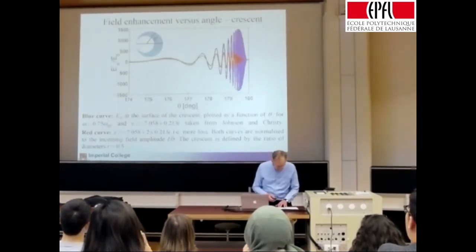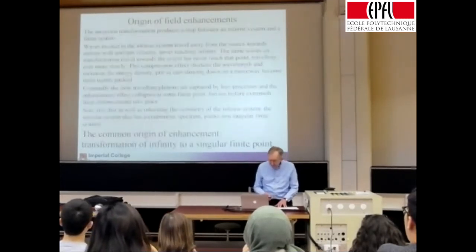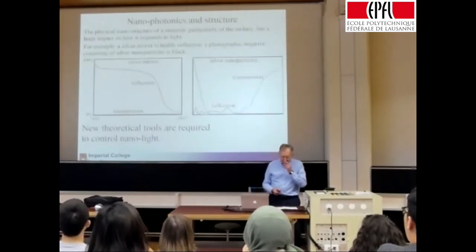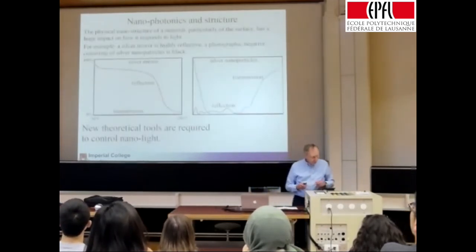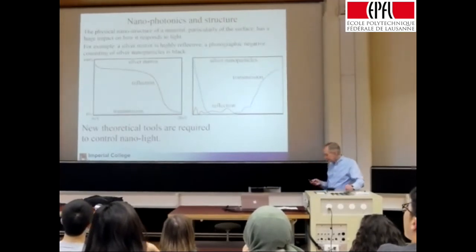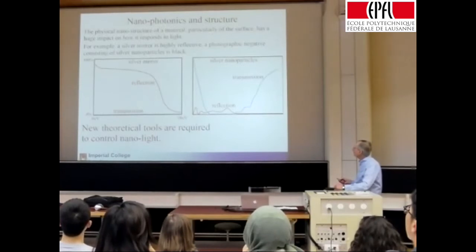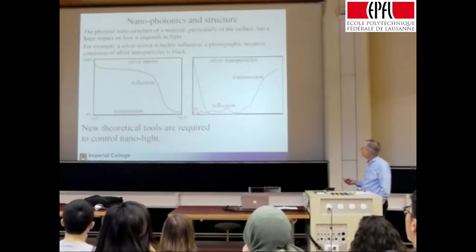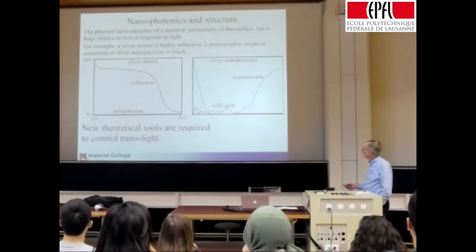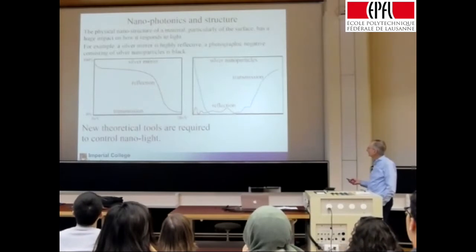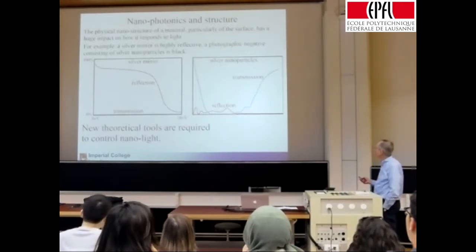Now I'm going to speed on because there's other stuff, but yes, okay, let me come to this one. So here's a system that Fleischmann was working on, and here's just a polished silver surface. And as you know, silver is very reflecting right from the visible into the ultraviolet. So flat silver surface, very reflecting.